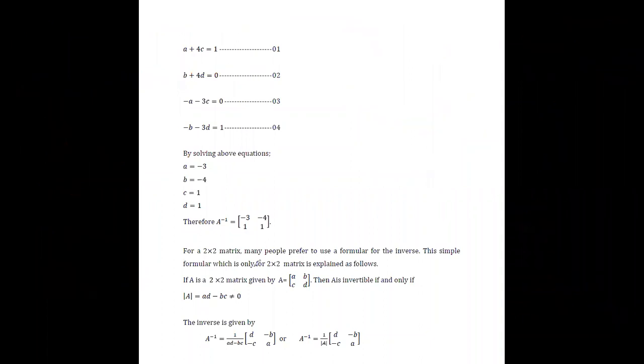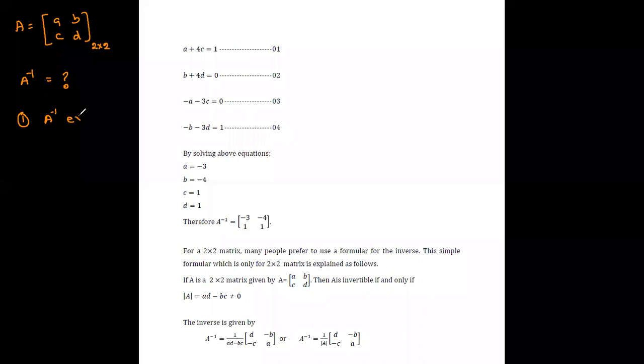If you see this for a 2 by 2 matrix, suppose that matrix A is given as A, B, C, and D, which is a 2 by 2 matrix. If you are asked to find the inverse of this given matrix, the first step is to check whether A inverse exists or not.